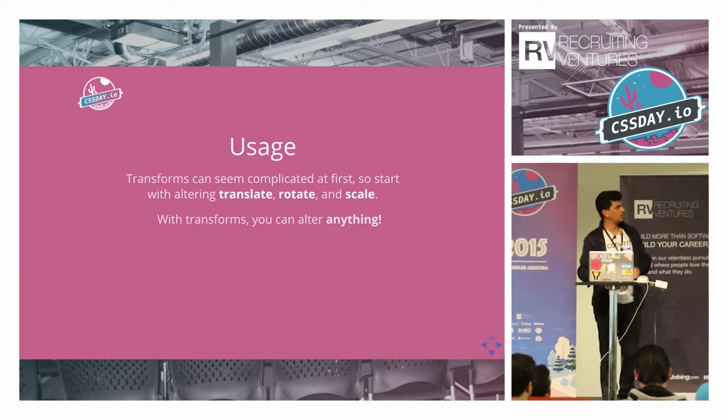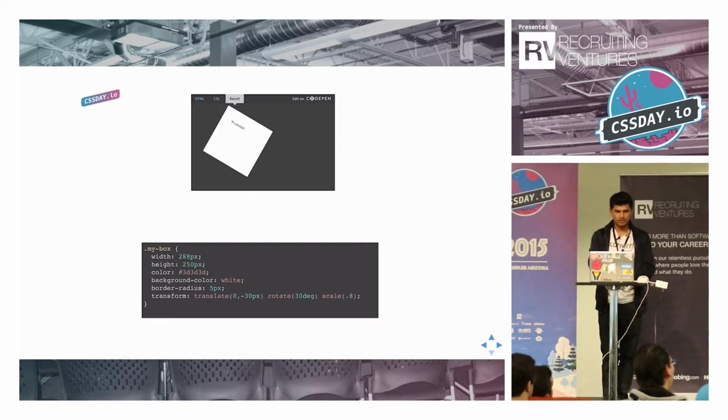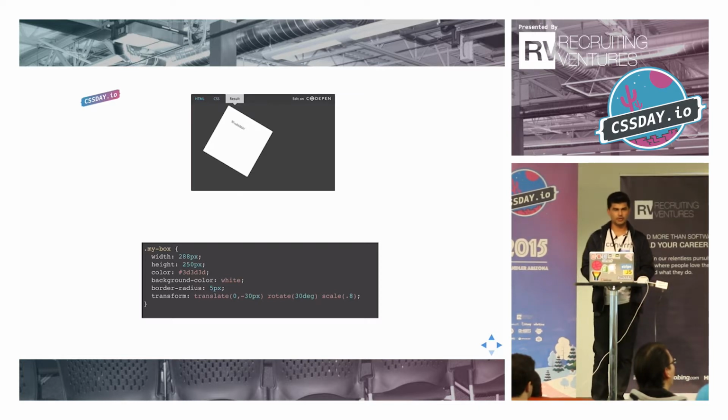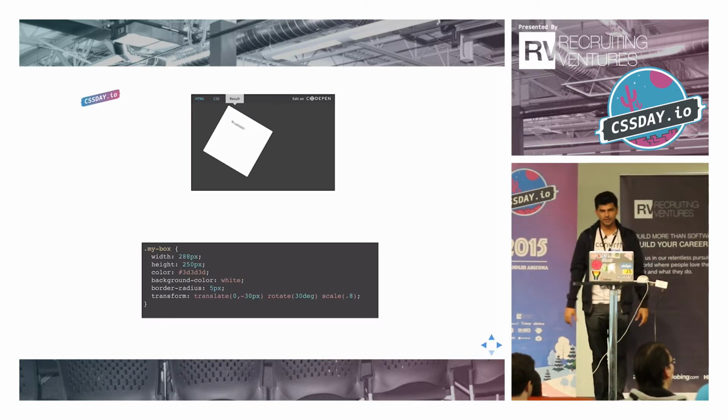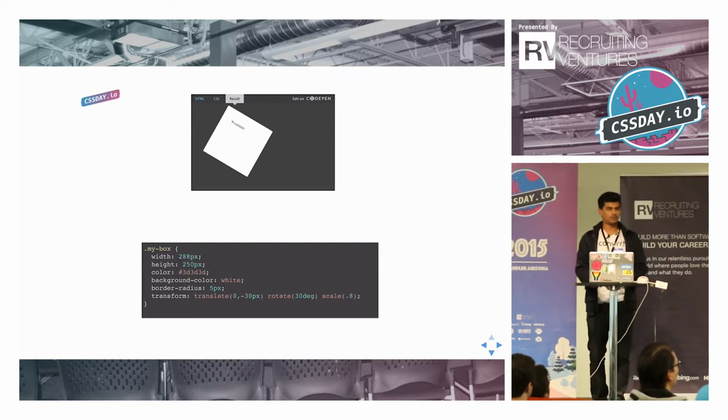I created a really quick one. Literally, I was making it right before this talk. With this little property up there, I just rotated the whole thing sideways, and here's a little code for it. All I did was translate it negative 30 pixels, then rotate it 30 degrees, and then scale it to 0.8. So it does that. And transform has a lot more features.